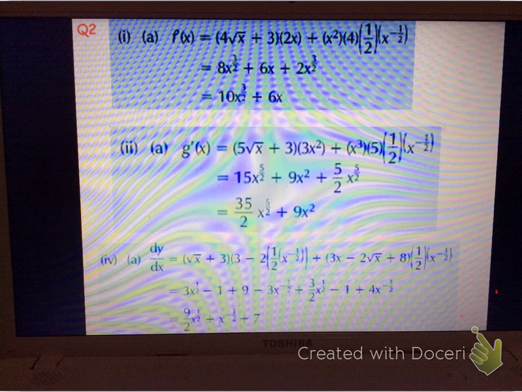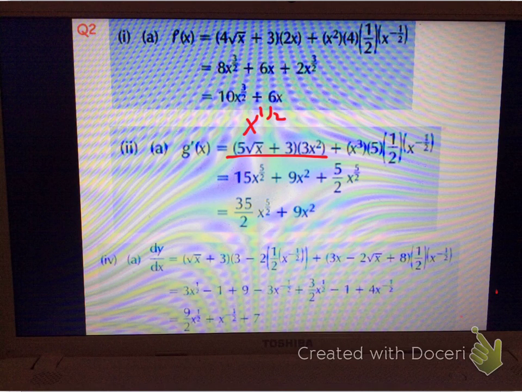Part 2 then, g of x was equal to 5 root x plus 3 by x cubed. So again, same thing, product rule. So that's your u, that's your dv dx, that's your v, and then this is your du dx. Again, just watch the rules of indices. Next line then, we are tidying up the first bracket there and there, multiplying into that bracket by 3x squared. Remember, root x is x to the power of a half.